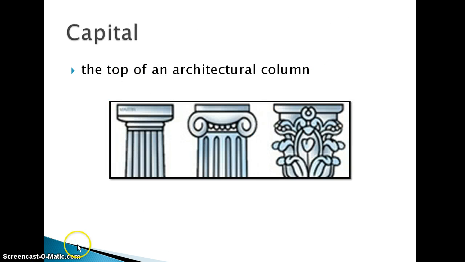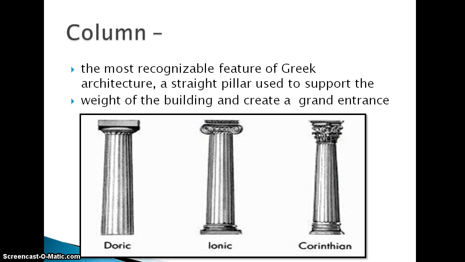Now, we can also look at some of the advancements made in columns and how they decorated with architecture. This picture is the capital, which is the top of an architectural column. There were 3 types of columns, the most recognizable feature of Greek architecture, which was a straight pillar used to support the weight of a building and create a grand entrance. So you will see the first column is a Doric column, then an Ionic column, and a Corinthian column.